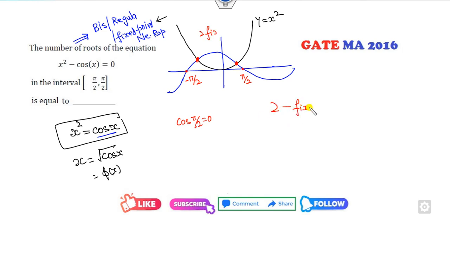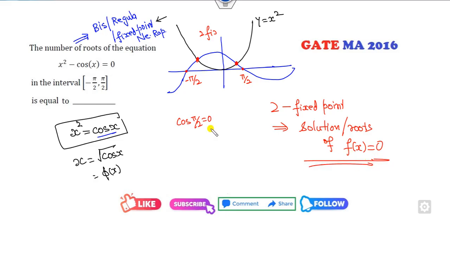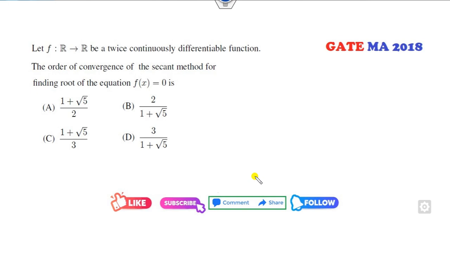You can see you will get two fixed points, and we all know what a fixed point is. A fixed point is the solution of the equation. That means they are the roots of the equation f(x) = 0. So once you get 2, 2 is the required answer. You can see that within a very short time you can solve each question in a very simple manner. I hope you like, subscribe and comment on my video as well.